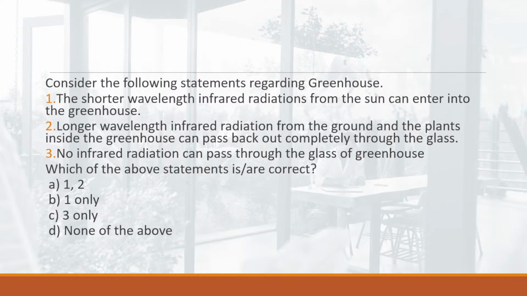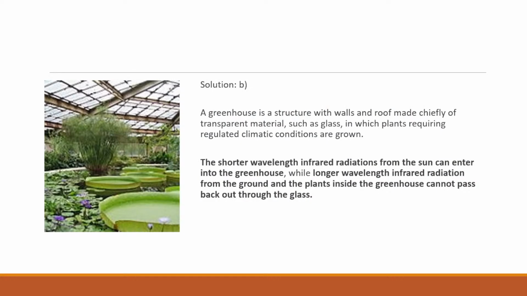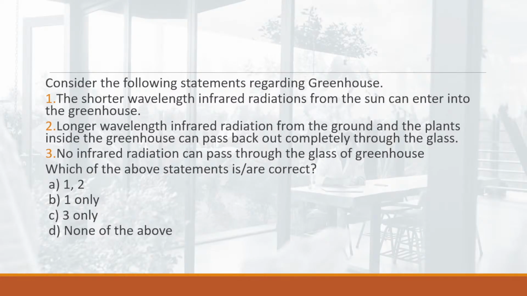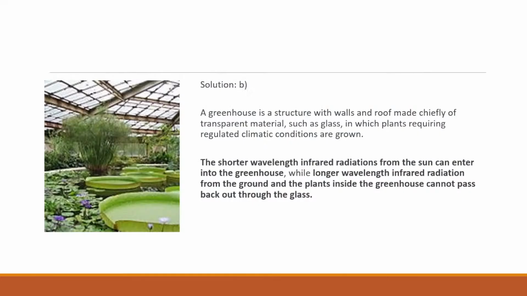Which of these above statements are correct? We have to say, 3 statements are given. So, correct answer is B. That means only first statement is correct. The greenhouse is a structure. You are seeing a picture of this greenhouse. It is a structure with walls and roof made chiefly of transparent material such as glass, in which plants requiring regulated climatic conditions are grown.